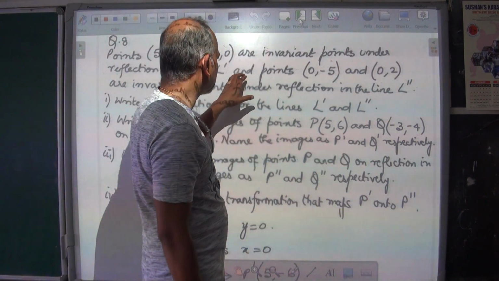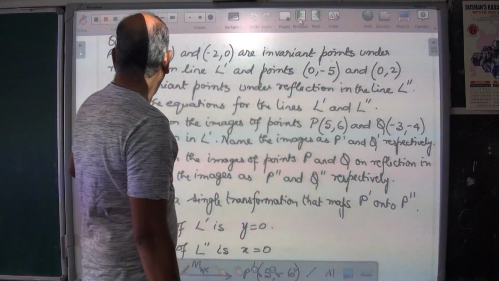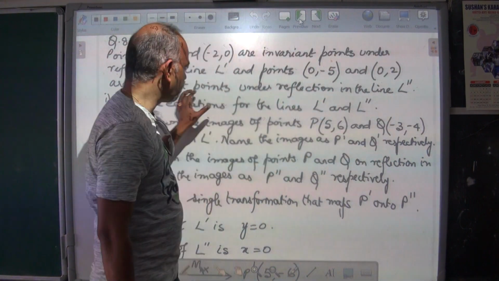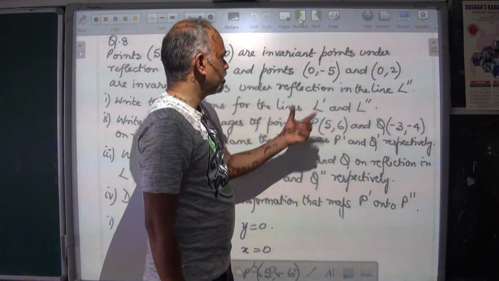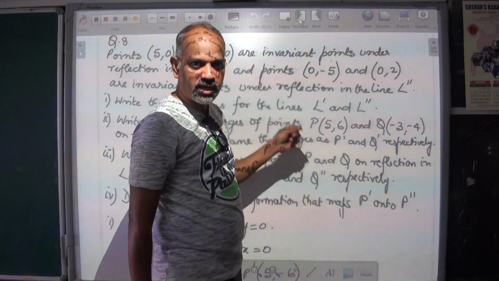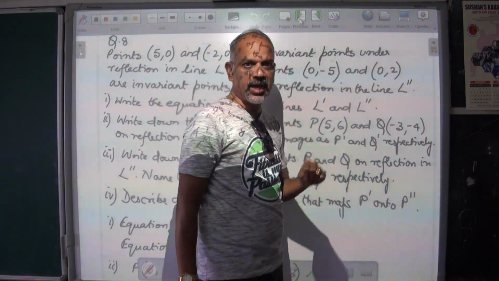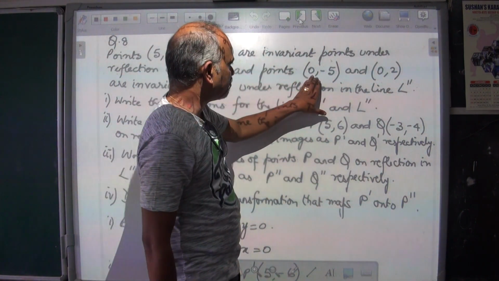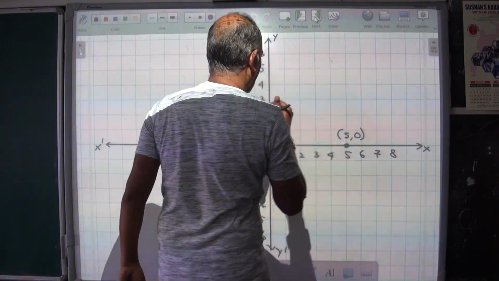And the question continues. Points (0, -5) and (0, 2) are also invariant points. These two are also invariant points under reflection in the line L double dash. These two are also invariant, which means they lie on a line in which they are going to be reflected. And here they are reflected on the line L double dash. So you have to know which is line L double dash. So the 2 points which are invariant are (0, -5) and (0, 2). Okay. We'll see where they are.